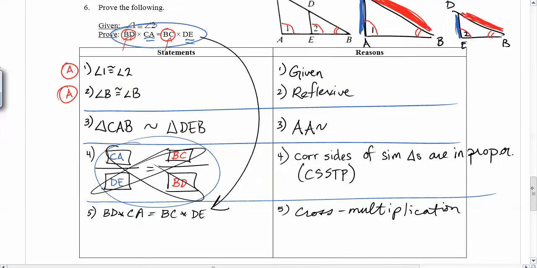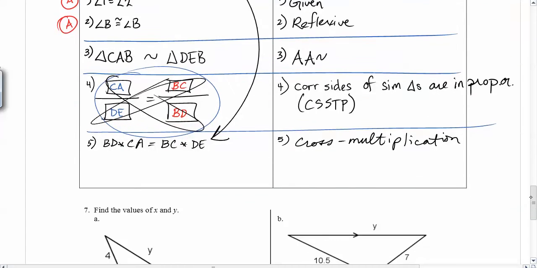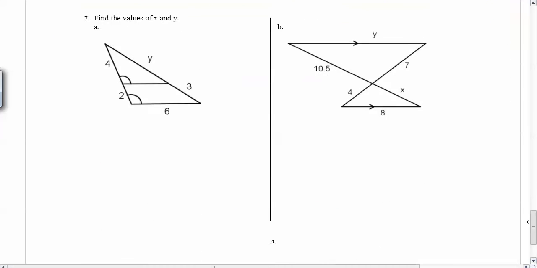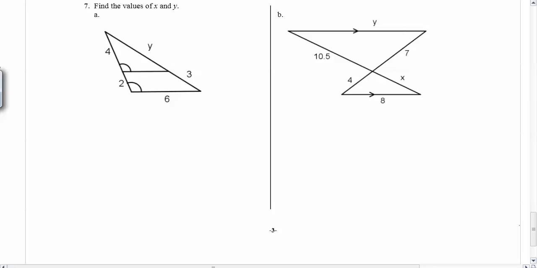Okay? So then there's one last problem to do. I'm not going to do them both. I'm just going to do the first one. So let's do 7. Okay. So in 7 we got two triangles. We already have one pair of angles matched up. I'll draw the triangles separately. So here's 4, here's y. We don't know this side. I'm going to call this side x, so we'll solve for x too.